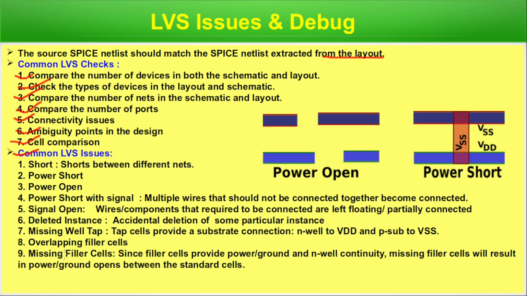Overlapping filler cells, missing filler cells. Since filler cells provide power or ground and NWELL continuity, missing filler cells will result in power or ground opens between standard cells. Filler cells missing, overlapping filler cells, missing well tap, all this will create discrepancies in the design and that will get reported in the LVS. These are the most common LVS issues: short, power open, power short with signal, signal open, deleted instances, missing well tap, overlapping filler cells, missing filler cells. These are common. We are done with this slide. We will move to the next slide.